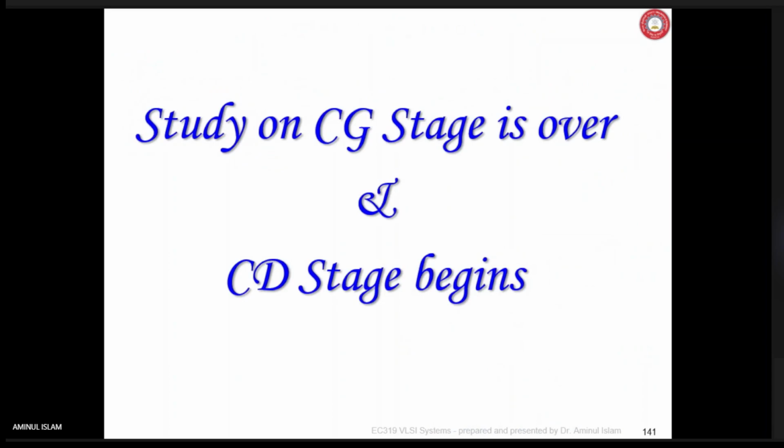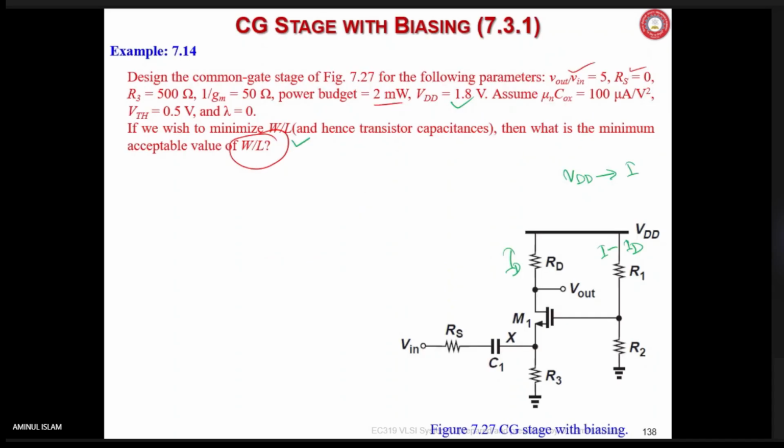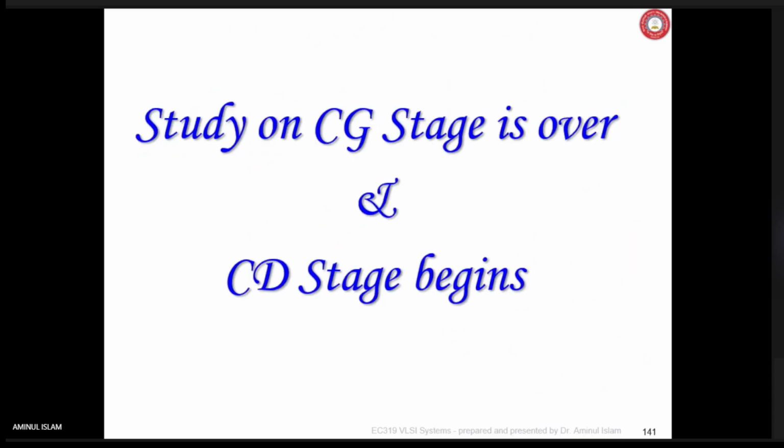Now we'll study the CD stage. Okay, we have finished the CG stage. Remember, this kind of multiple choice question will be there. The answer options will have W by L equal to some X value for A, and for B some other value. So if you solve this kind of question, then only you'll be able to answer it.